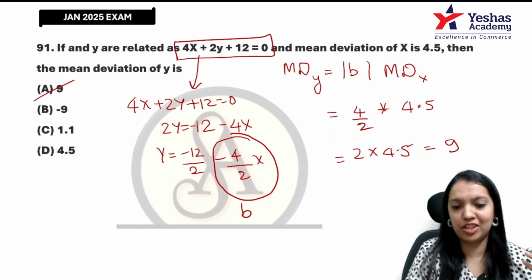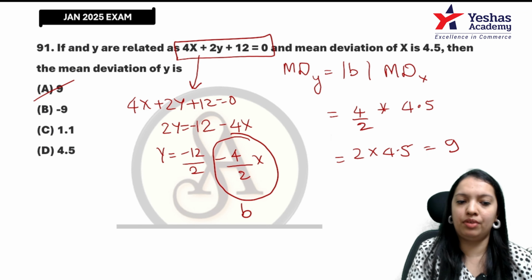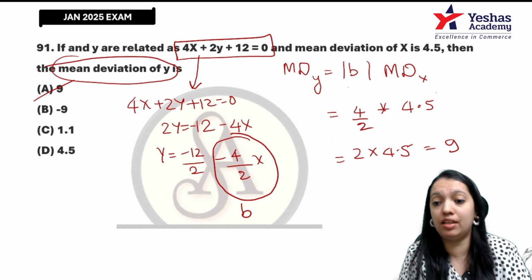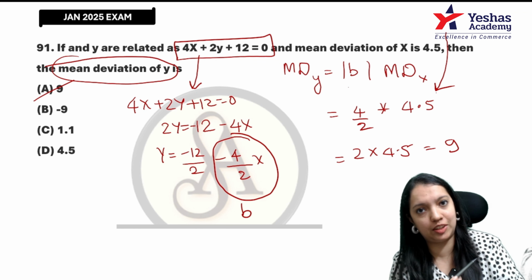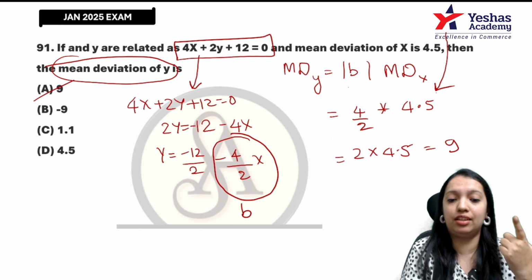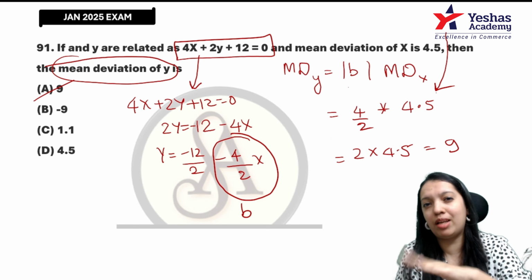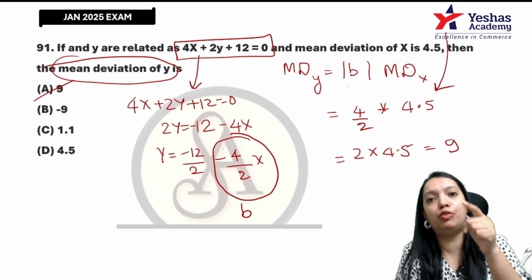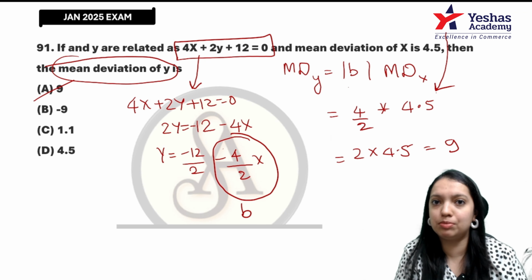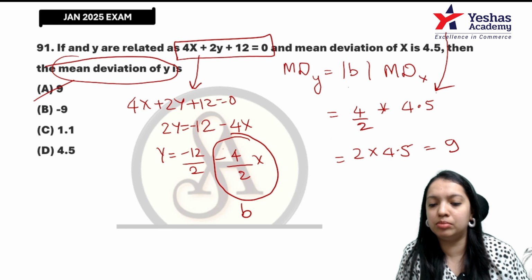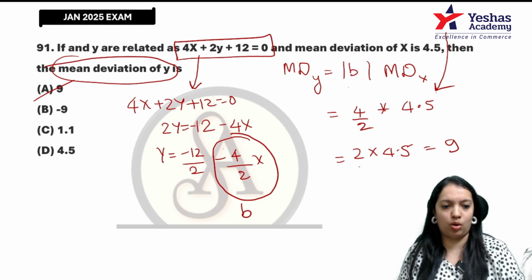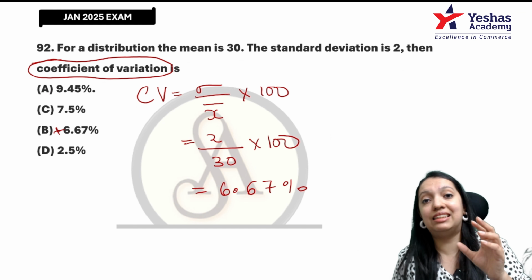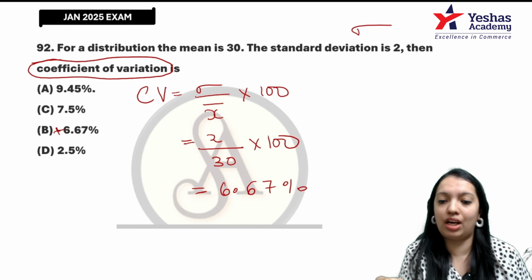Next question, one equation is given. This is from dispersion, where they are asking mean deviation of y, modulus b into mean deviation of x. Mean deviation of x is directly given in the question, 4.5. Modulus b, you get it from this equation. Apart from y, move everything to the right hand side. So what is there along with x? Minus 4 by 2 is b. I want modulus b, ignore the negative sign. So it becomes 2 into 4.5, 9. Option A.